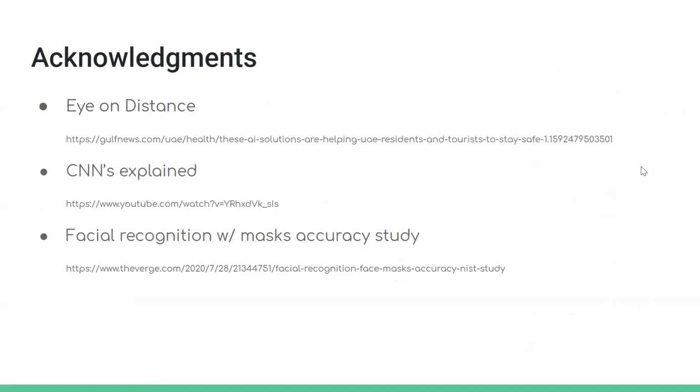The second is a YouTube video called CNN's Explained, which just goes into the basics of what a convolutional neural network is, just to understand why it's good for image classification. And the final source I'd like to mention is a study from a news article that states that facial recognition with masks will be more accurate and feasible in the next 10 years or so. Right now, facial recognition is not functioning with people with masks, but the study did state that in the near future, it will be possible to recognize your face with a mask on. So my camera will not fail in that regard.